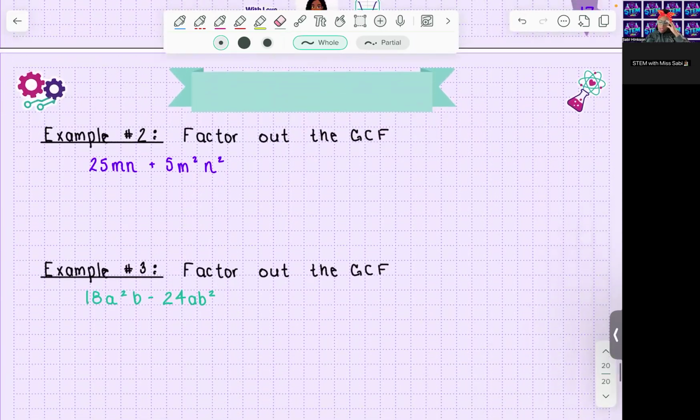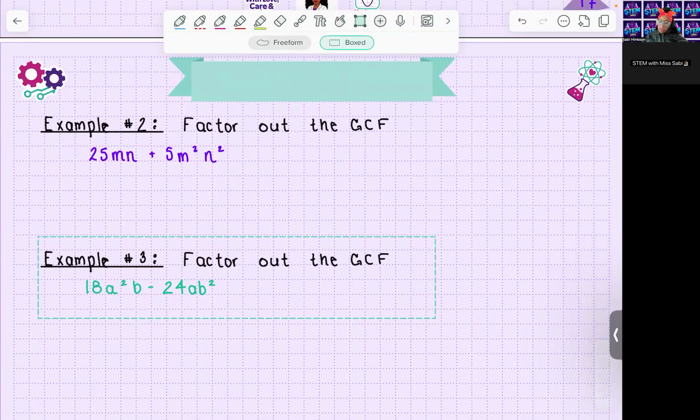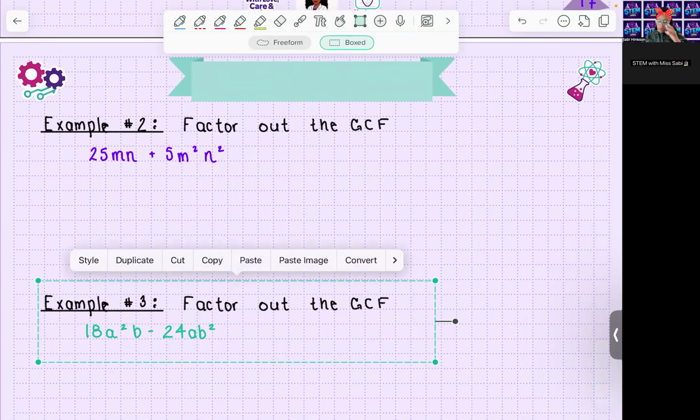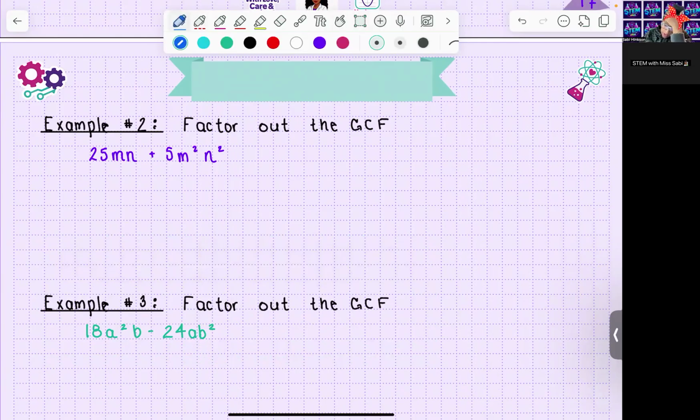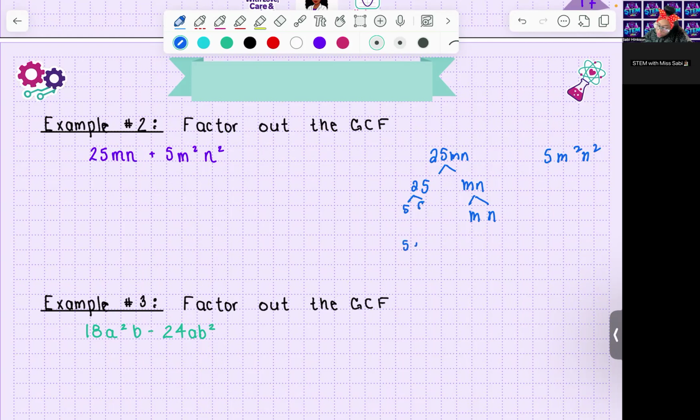Okay, let's look at these other ones. So what do we have going on over here? I am looking to factor 25mn and 5m squared n squared. So I'm going to factor them down to their prime factors. So this is m times n. The 25 is broken down to 5, 5. So the prime factors for this are 5, 5, m, n.